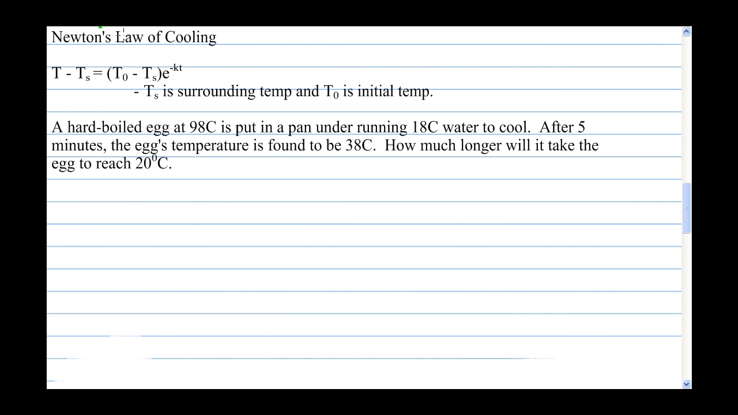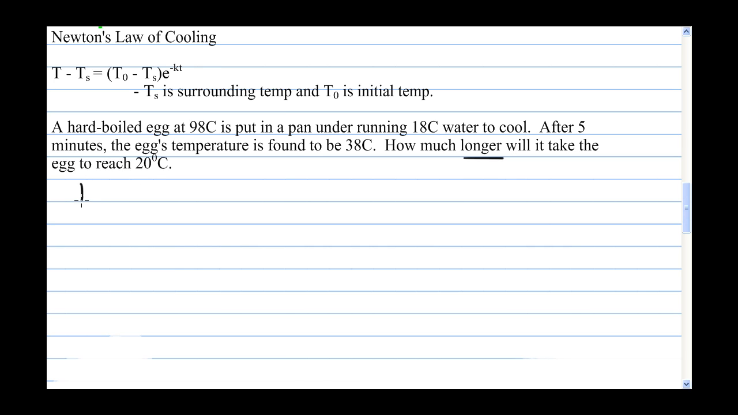The last problem is Newton's law of cooling, and here's the equation right here. It says the temperature minus the surrounding temperature equals the initial temperature minus the surrounding temperature times e to the negative kt. T sub s is surrounding temperature and T sub 0 is the initial temperature. Here's an example. A hard-boiled egg at 98 degrees Celsius is put in a pan under running 18 degrees Celsius water to cool. After 5 minutes, the egg's temperature is found to be 38 degrees Celsius. How much longer will it take the egg to reach 20 degrees Celsius?